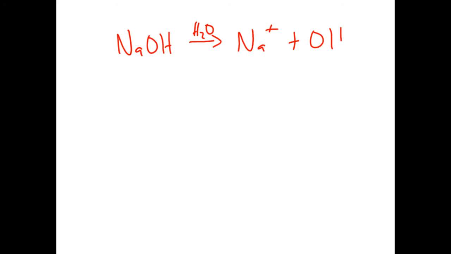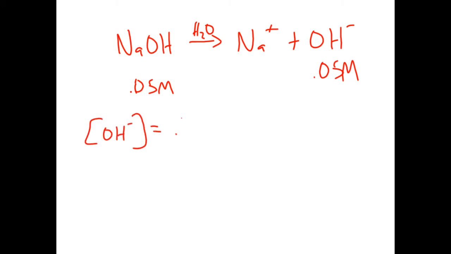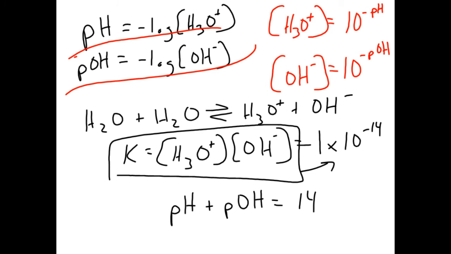Remember, the first thing to do is write out the balanced equation. NaOH, when I add it to water, becomes Na plus and OH minus. We said this one was 0.05 molar in problem 1a, and that means this one is also 0.05 molar. They ask us to solve for the OH minus concentration and the H3O plus. I know the OH minus is 0.05, and I can use this equation to solve for the H3O plus.